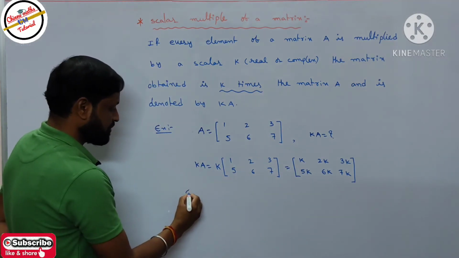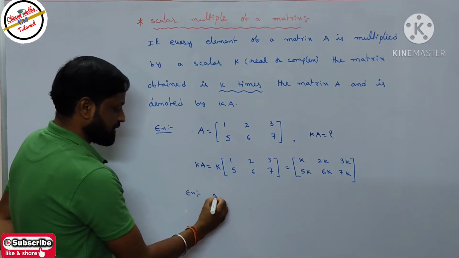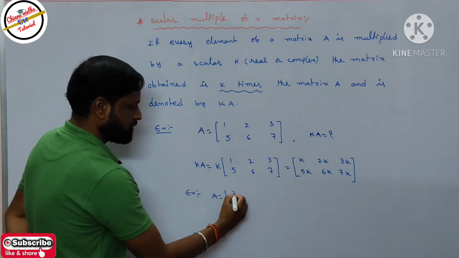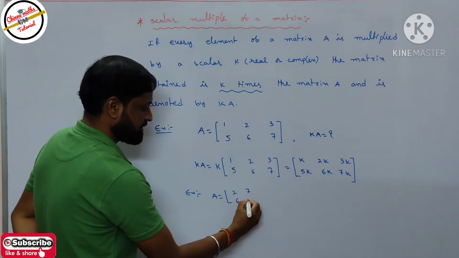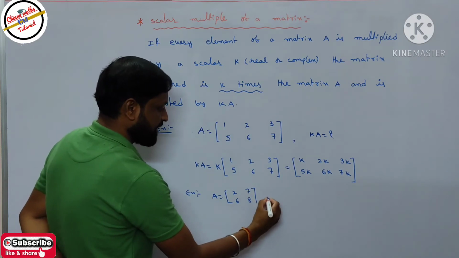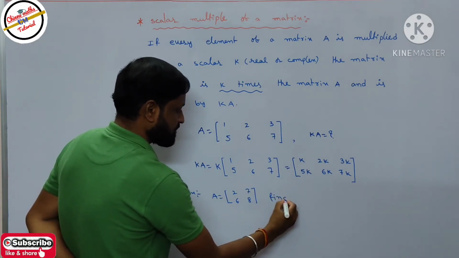Take one more example. Suppose the given matrix A equals 2, 7, 6, 8, then find 3A.